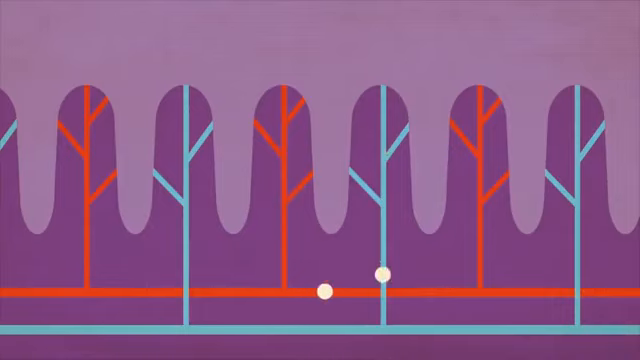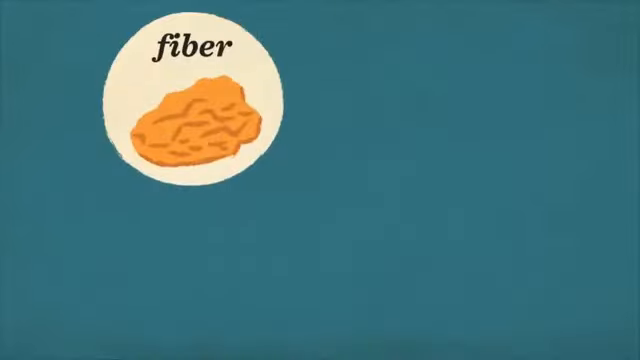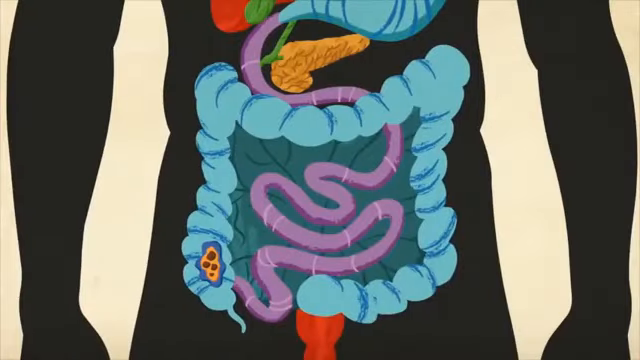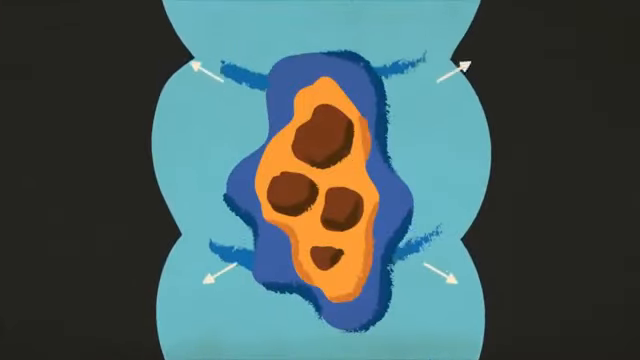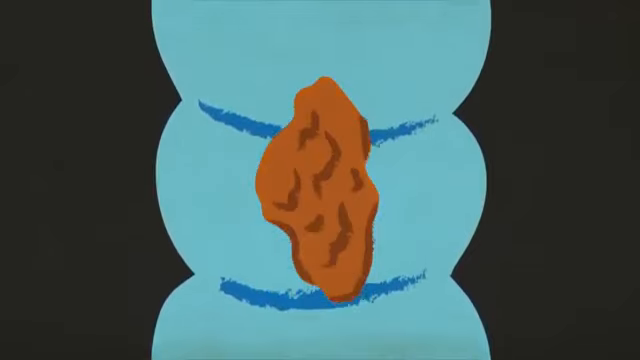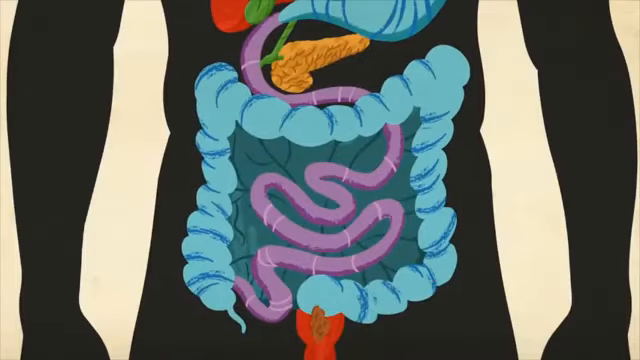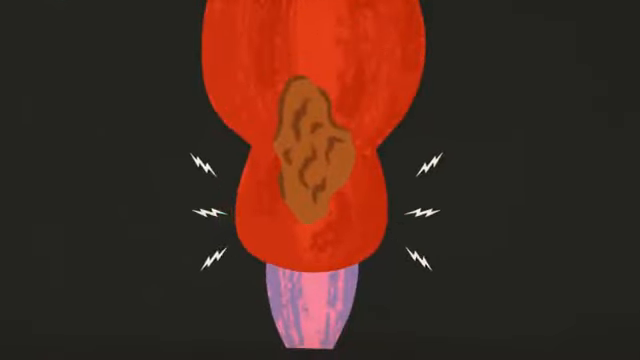But it's not over yet. Leftover fiber, water, and dead cells make it into the large intestine, also known as the colon. The body drains out most of the remaining fluid. What's left is a soft mass called stool. The colon squeezes this byproduct into the rectum, where nerves sense it expanding and tell the body when it's time to expel the waste.